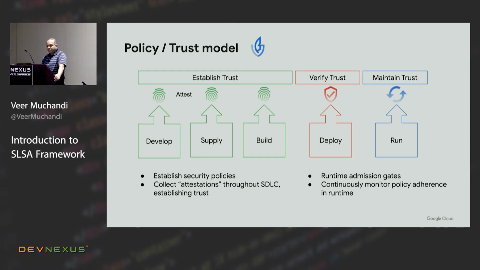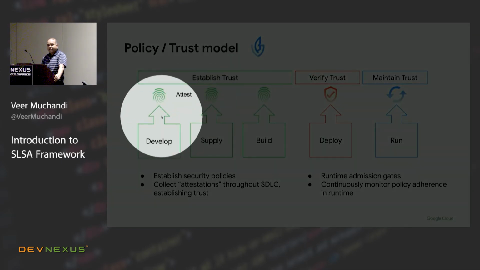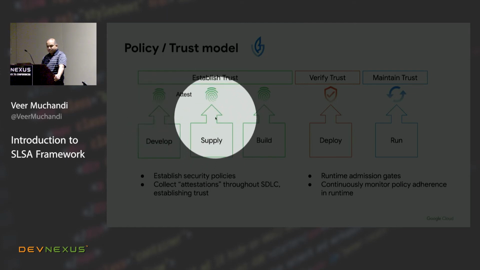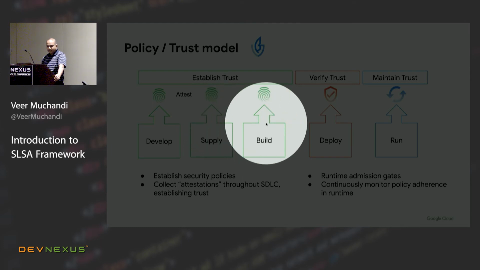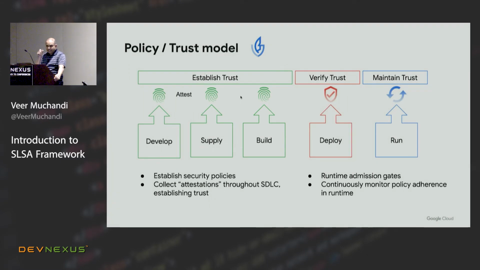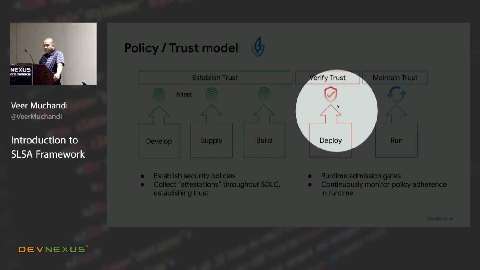So for example, in the develop stage, you have attestations, that means somebody is signing it. At the supply stage, we are signing it. So anything coming from outside is signed by somebody. And if you are building, after the build, it is signed. So any artifact, you are establishing the trust by using attestations, right? Signing. Again, when I say signing, it is done by software automatically. It's all automated.